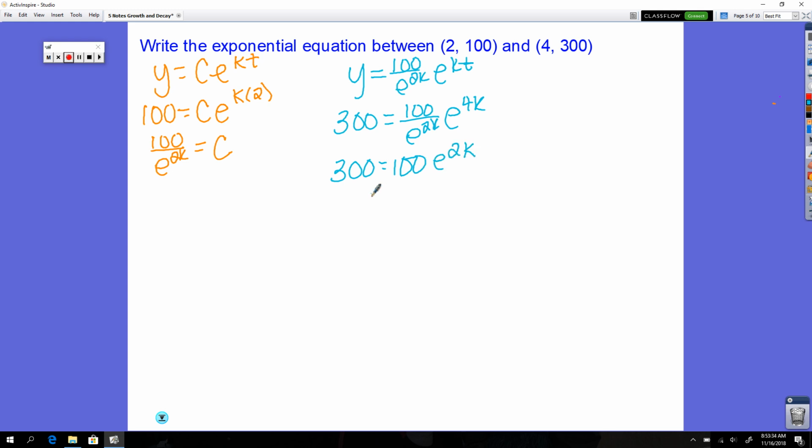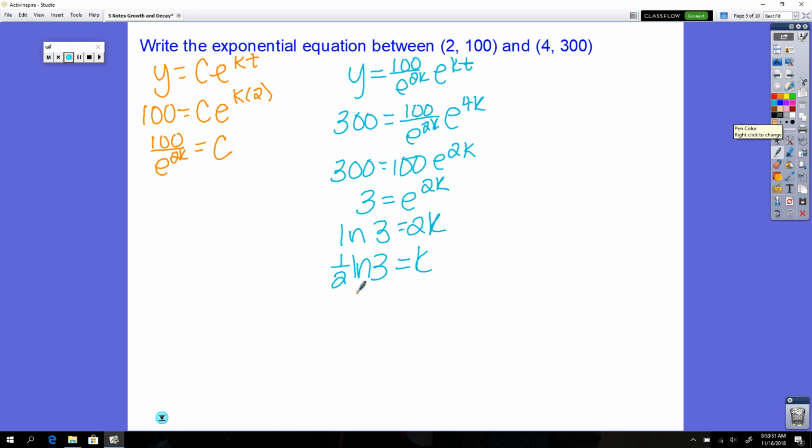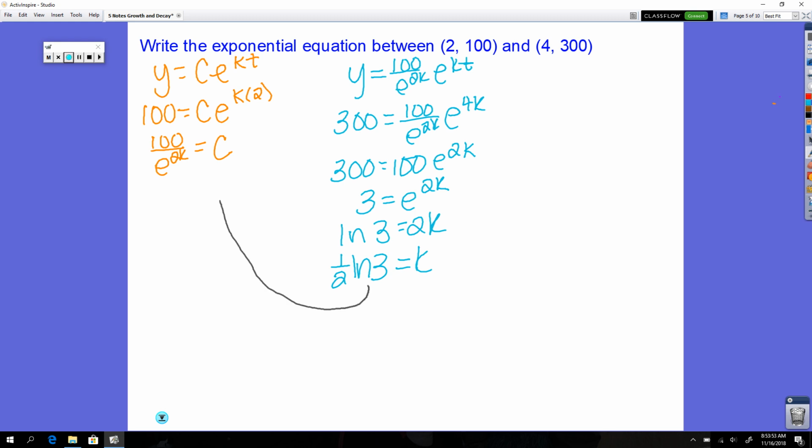I'm going to divide by 100, so 3 equals e^(2k). I'm going to take the ln of both sides, so the ln of 3 is going to equal 2k. So k is 1/2 the ln of 3. Well, now that I know what the k value is, I can plug it back in over here, and I have 100 over e^(1/2 ln 3) is going to equal C.